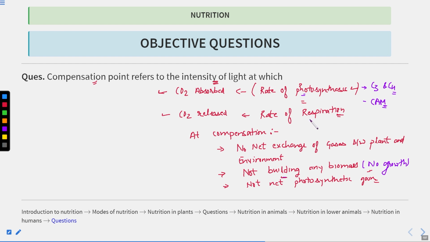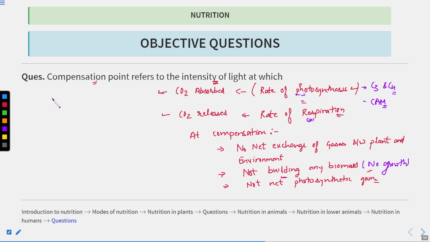And what happens during respiration? The glucose molecule is oxidized to release energy, and in this process carbon dioxide is also released. Because the rate of respiration is equal to the rate of photosynthesis at the compensation point, there is no net photosynthetic gain. The plant is not building any biomass, which means there is no growth.